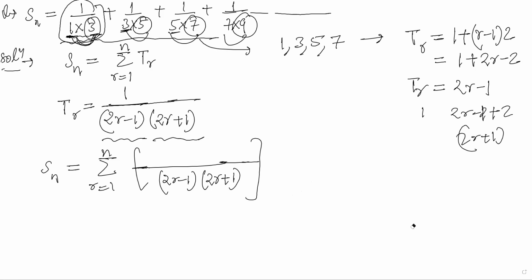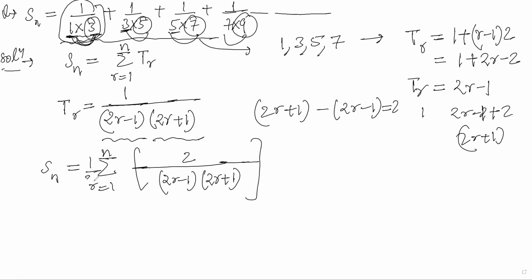So maybe 2r plus 1 minus 2r minus 1, something like that. Yes, that we should do, Fahad, but how, I don't have 2 here. So whatever you are saying, that 2r plus 1 minus 2r minus 1, the value is 2. If you subtract them, 2r, 2r gets cancelled out, the value is 2. So how do you introduce 2 here? By multiplying 2 on the denominator and numerator, I would say.